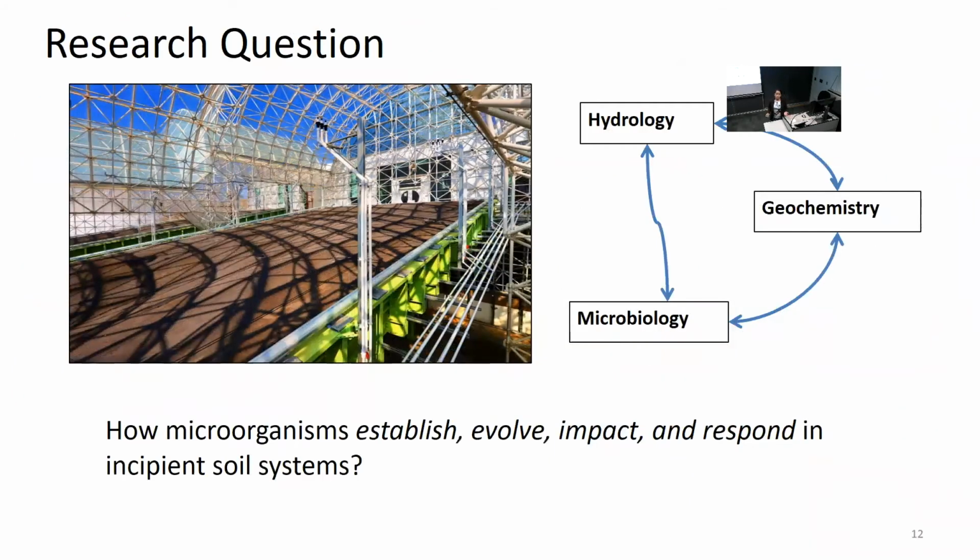So what am I working on, right? My main question is how microorganisms establish, evolve, impact and respond in an incipient soil system. And I'm asking that question from the perspective of these three boxes that you see here, with this understanding that these are all connected with each other. They are not isolated, right? So if your hydrology changes in some way in an incipient system, your microbiology and geochemistry are going to change, which are then going to feed back on hydrology and geochemistry in turn. With that understanding, but not knowing exactly how they feed back, we don't know those feedbacks yet. That's where my work comes in, right?